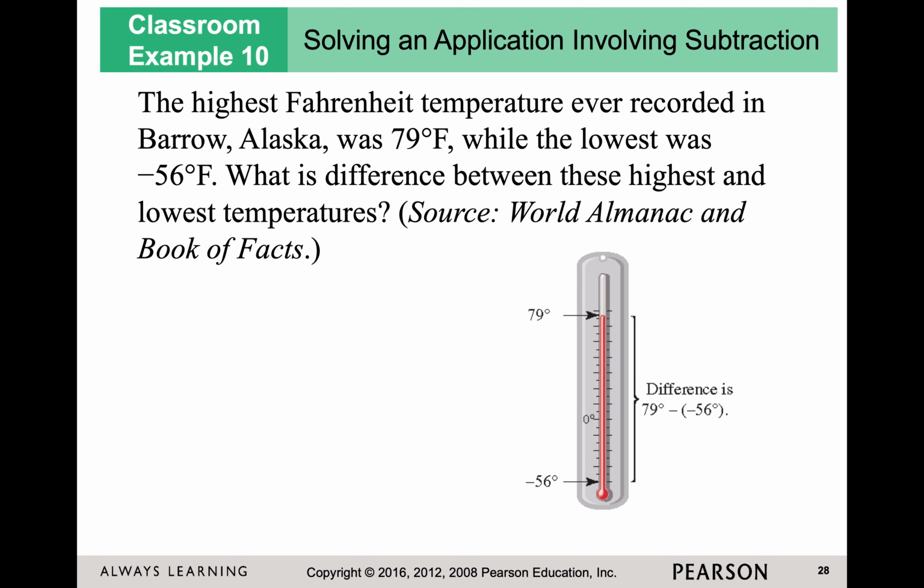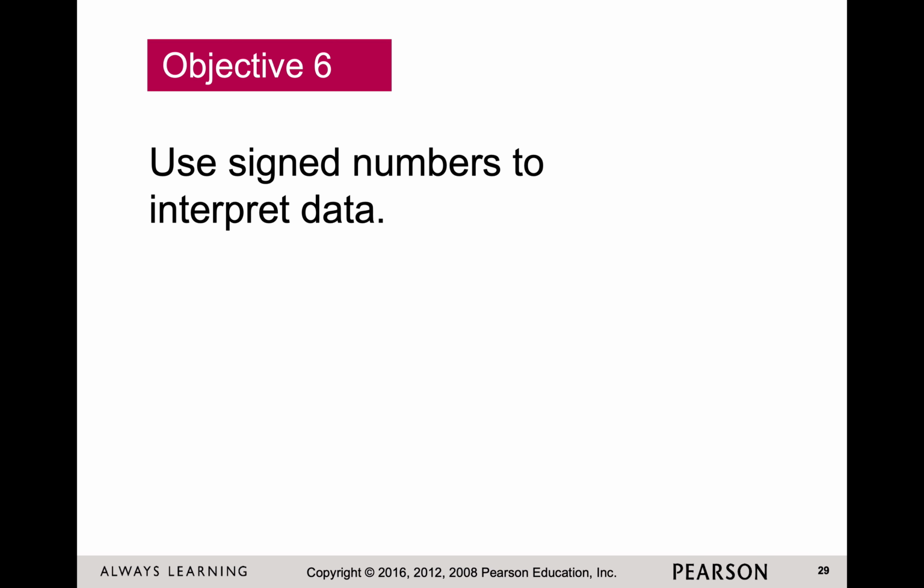All right, so the most common application in the lab questions is going to be temperature with changes in temperature. The highest Fahrenheit temperature ever recorded was 79 degrees Fahrenheit in Alaska. The lowest was -56. What is the difference? Difference means subtract highest and lowest temperature. Difference according to my chart means I subtract in order. So I get 79 minus -56 becomes plus a positive, and you get 135 degrees. That table is going to be crucial to being successful in the application problems in the lab to make sure you're doing the subtraction in the right order for the words.